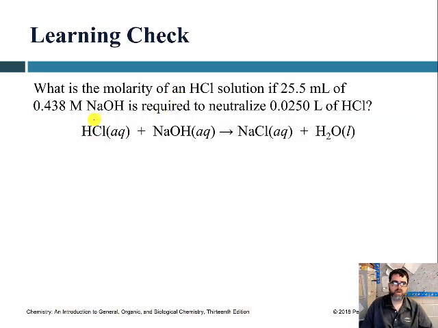So we're asked here on this problem to solve for the molarity of the acid if 25.5 milliliters of the sodium hydroxide, and the sodium hydroxide has a 0.438 molarity, is required to neutralize 0.0250 liters. I believe this example is also in your textbook, or at least there's a similar one, in that they list their own set of steps.